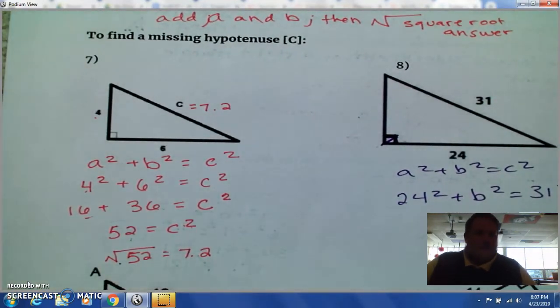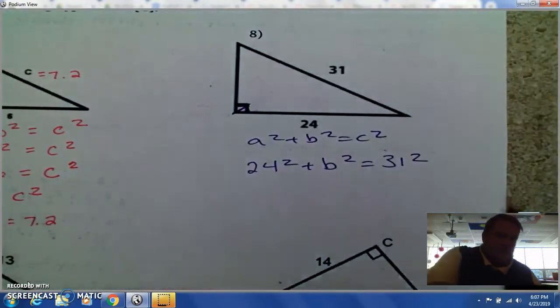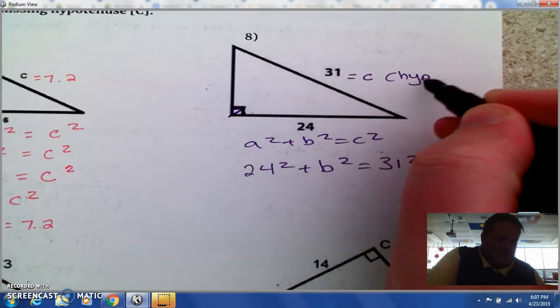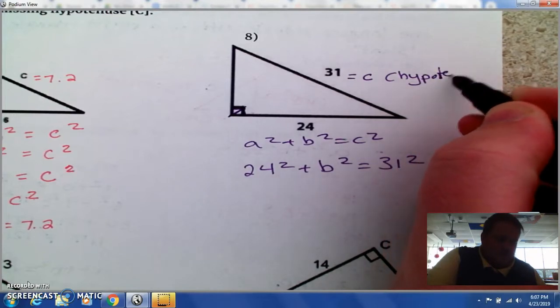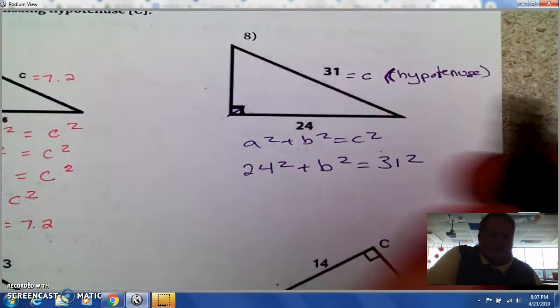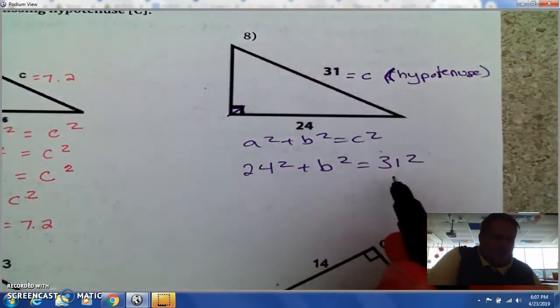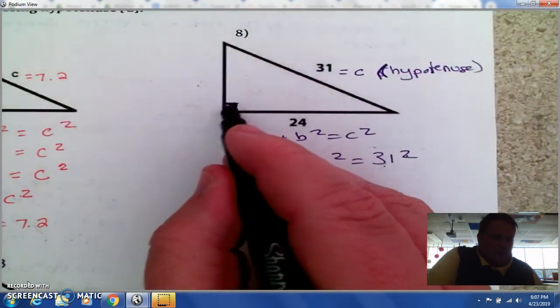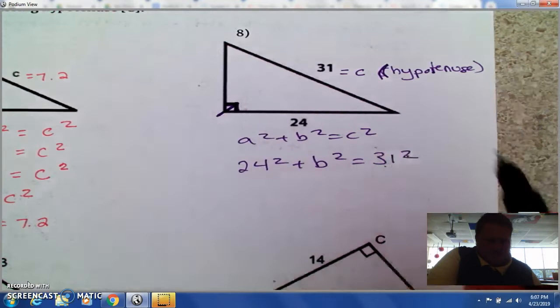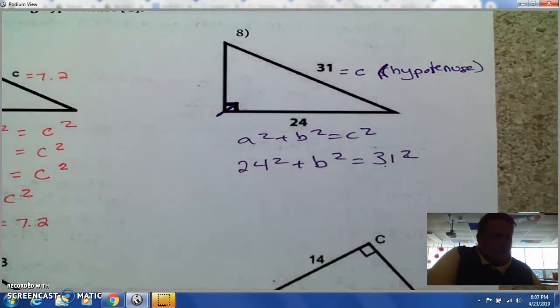Now over here for number 8, we had determined that we had c, or your hypotenuse. That should be a parenthesis there. So that's c, that's your hypotenuse. So 31 squared. Again, the little corner box helps us find it. Forms like a little arrow. And so now we're going to work that out.